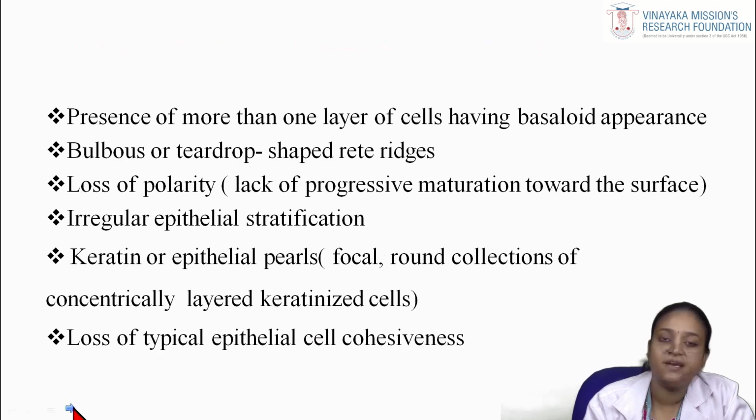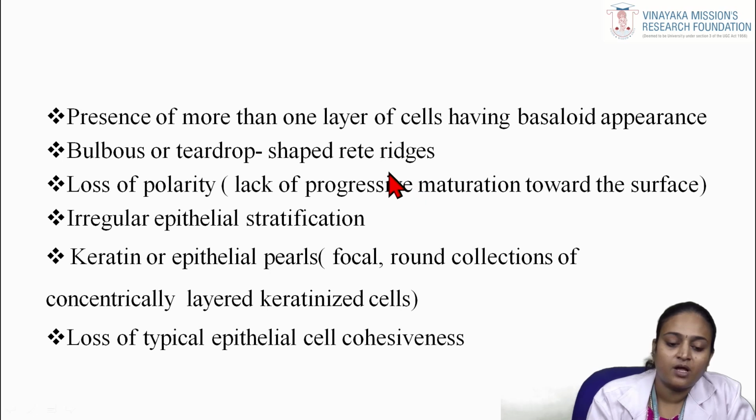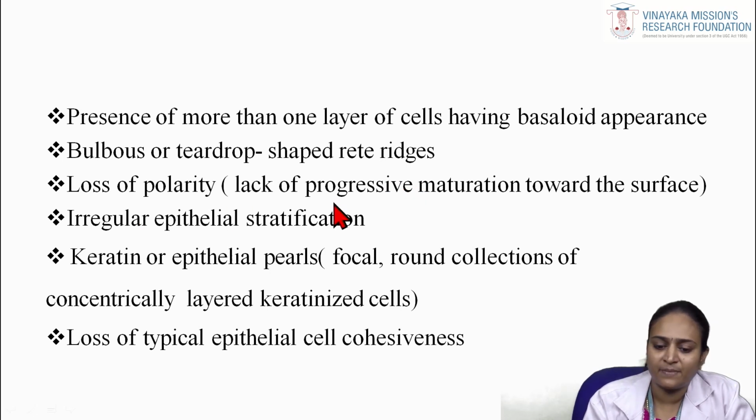And other features: presence of more than one layer of cells having a basaloid appearance, bulbous or teardrop-shaped rete ridges. Loss of polarity. Loss of polarity means the lack of progressive maturation towards the surface. You can see the irregular epithelial stratification and keratin or keratin pearls. It can be a focal or round collection of concentric layered keratinized cells. It will appear eosinophilic in color. Loss of typical epithelial cell cohesiveness.